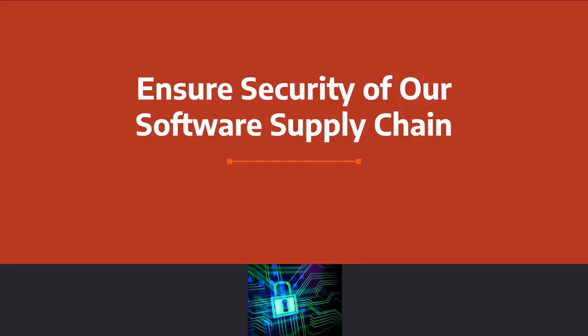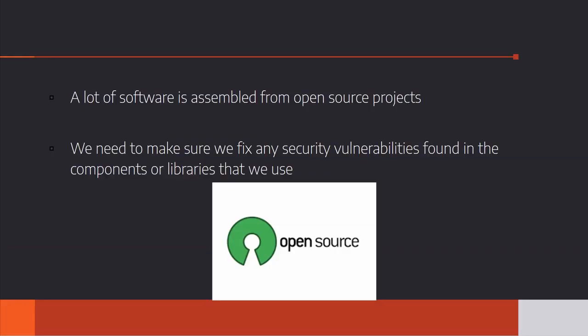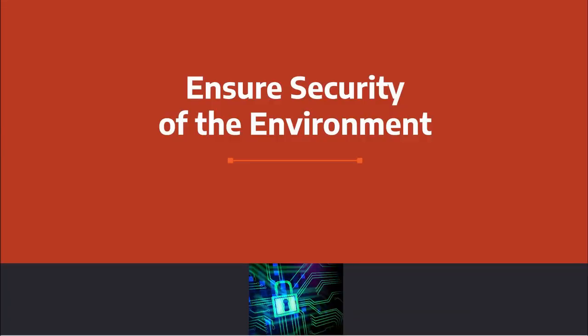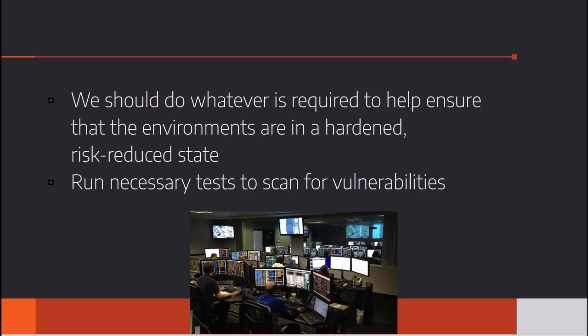Ensure security of our software supply chain. A lot of software is assembled from open source projects. We need to make sure we fix any security vulnerabilities found in the components or libraries that we use. Ensure security of the environment. We should do whatever is required to help ensure that the environments are in a hardened, risk-reduced state. We need to run necessary tests to scan for vulnerabilities.